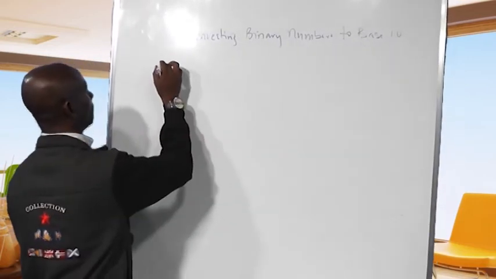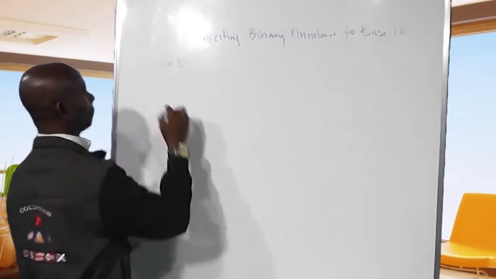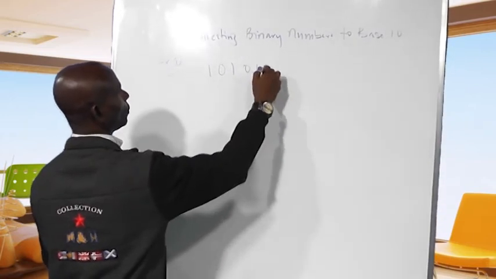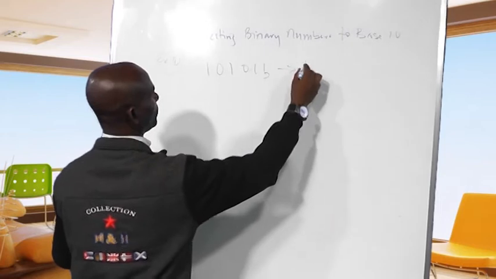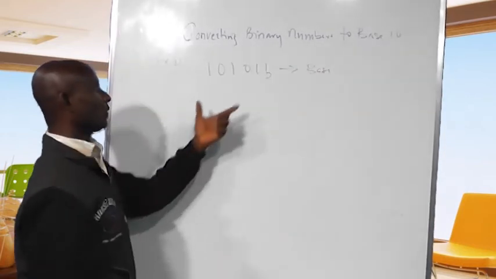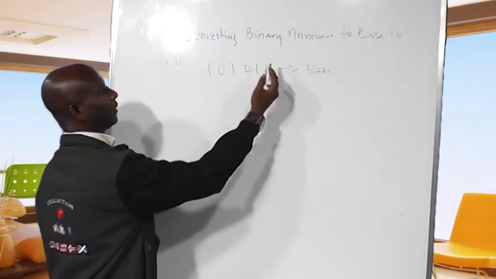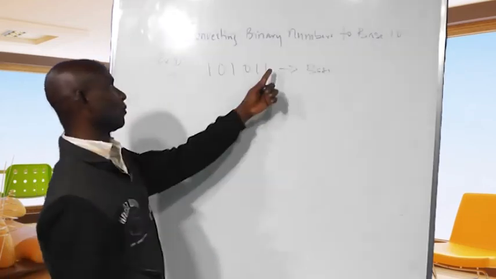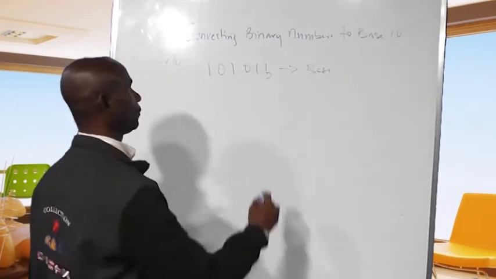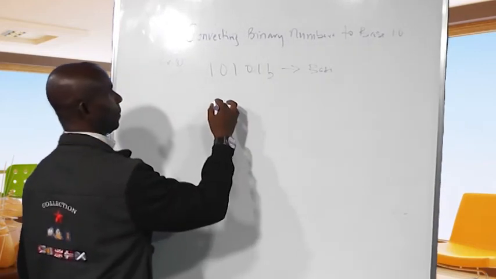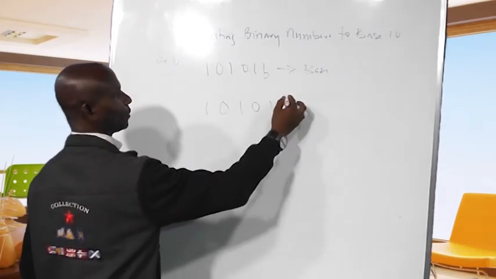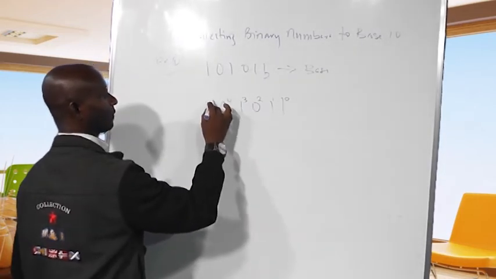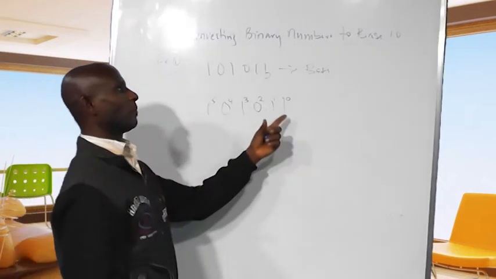Now, example 1. We have 101011 base 2. Let's convert this to base 10. When you want to convert to base 10, what you do first is count the number from right to left and put in the powers, counting from 0 to the highest power of the figure, the place value. Now we have 1 0 1 0 1 1. Put 0 here, 1 here, 2 here, 3 here, 4 here, 5. Now you expand by multiplying by base 2.